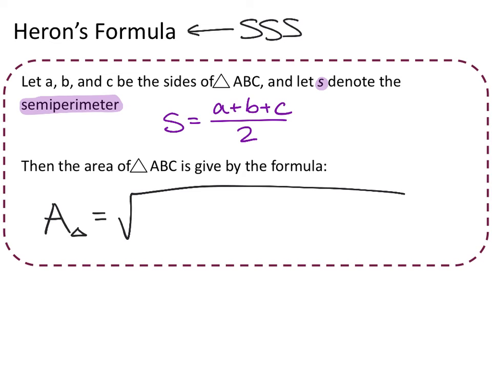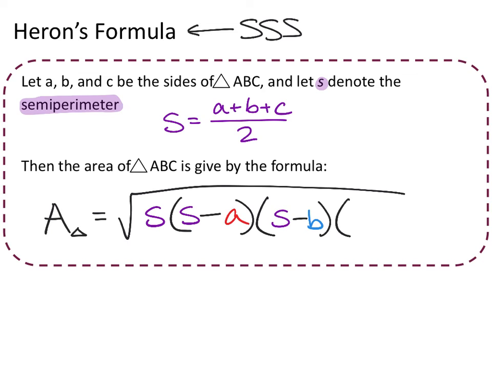Area of the triangle is the square root of the semi-perimeter times the semi-perimeter minus A, times the semi-perimeter minus B, times, you guessed it, the semi-perimeter minus C. That's Heron's Formula. So if we aren't given any angle measurements and are still asked for the area, we can use this formula for all 3 side lengths.